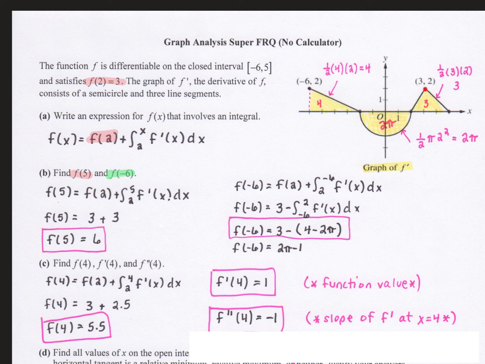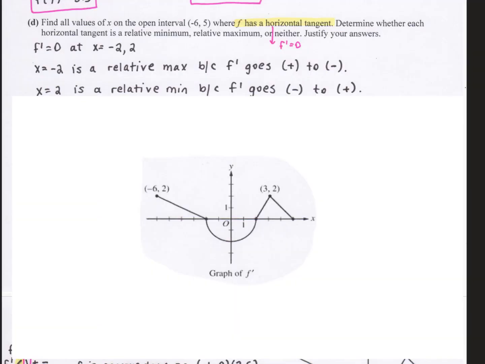I go down 1 over 1, so my slope is a negative 1. And a horizontal tangent is just where f prime equals 0. So I can look at my graph of f prime and I can see that f prime equals 0 at negative 2 and 2. So that is the first part of the question, to say f prime equals 0 at negative 2 and 2.